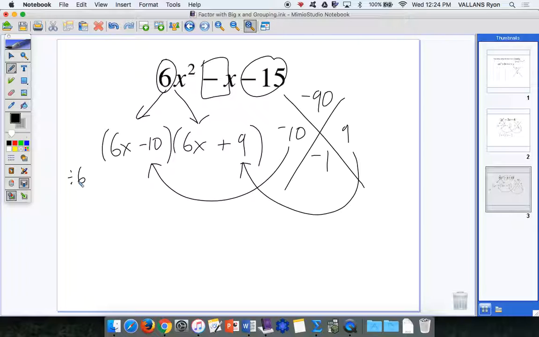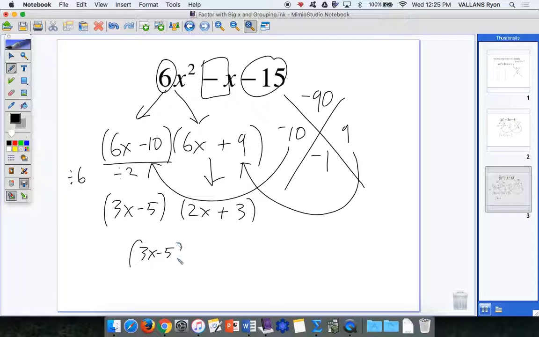What's easier is just reduce. For example, we look at these two, what could I reduce by? Well, 2 will go into it, so I can divide by 2. Ends up being 3x minus 5. Okay, can't reduce that anymore. What goes into those two? Well, 3 will go into it. So it becomes 2x plus 3. And there's how you end up factoring it. The factored version of this is 3x minus 5 times 2x plus 3. Okay?